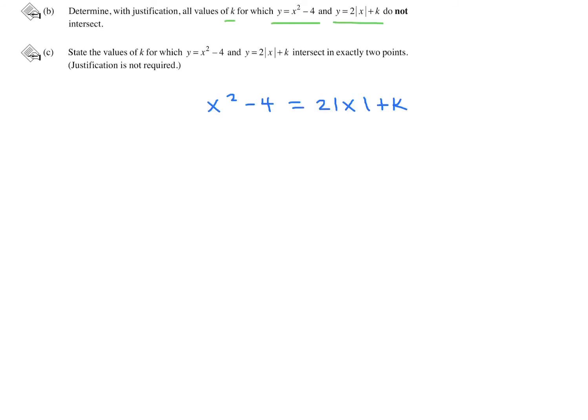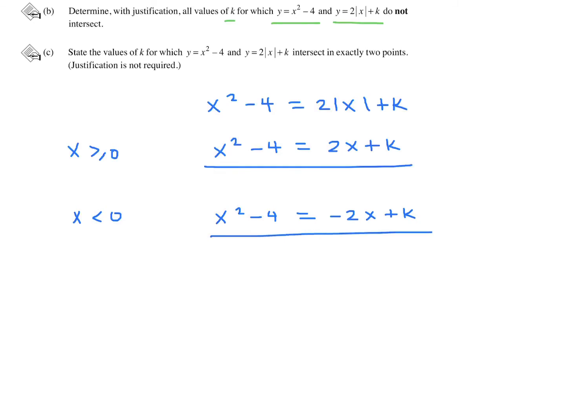All right, so we have two scenarios. Basically, we have one where x is greater than or equal to 0. In that case, it becomes x squared minus 4 is 2x plus k. And the other scenario is when x is less than 0. That would basically become x squared minus 4 is equal to minus 2x plus k. These are our two formulas. So let's start with the first one, and then we'll go to the second one.